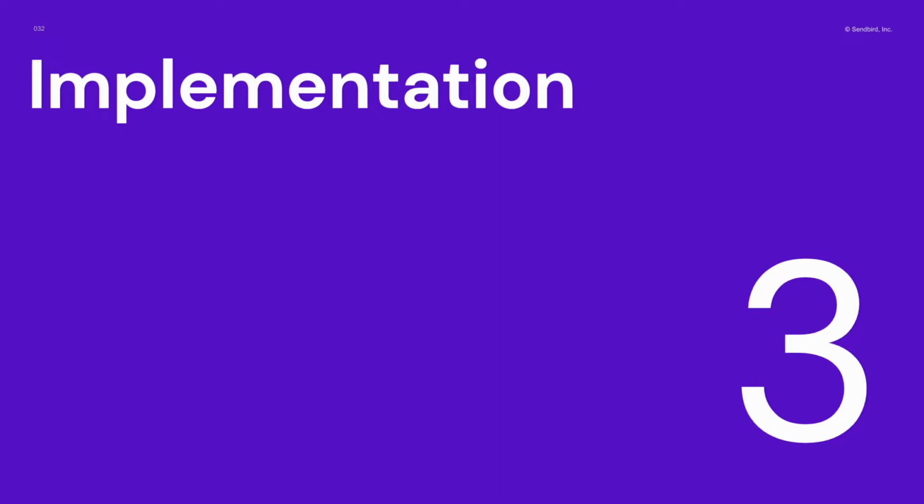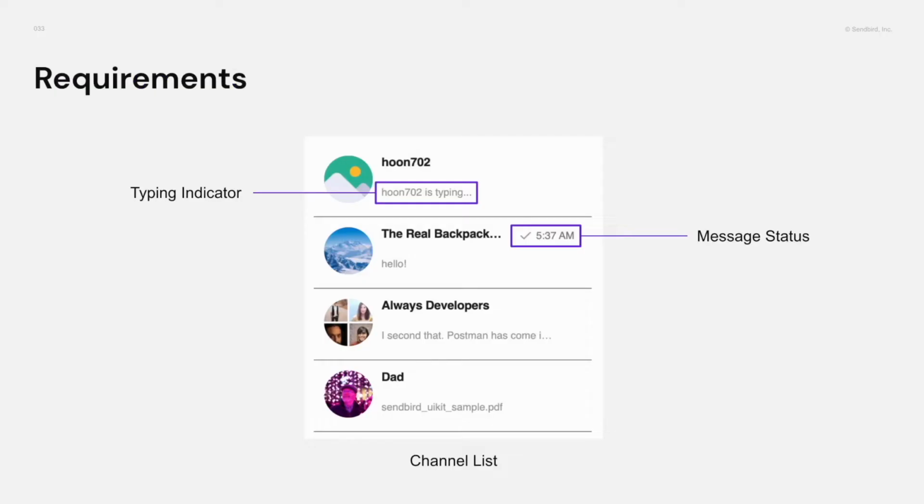We have looked into the theoretical part of the React UIKit. So in this video, we will see how to customize with custom components in live coding. I hope you can get the implementation flow at the end of this journey. Let me take an example that a customer requested to display a typing indicator and a message status on the channel preview item. So I'm going to show you how to customize the channel list.